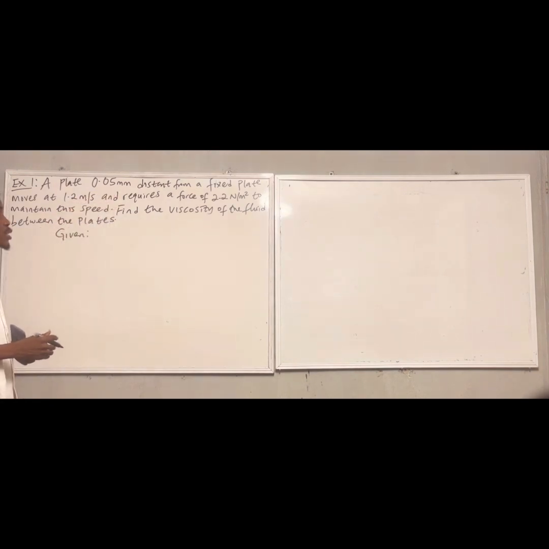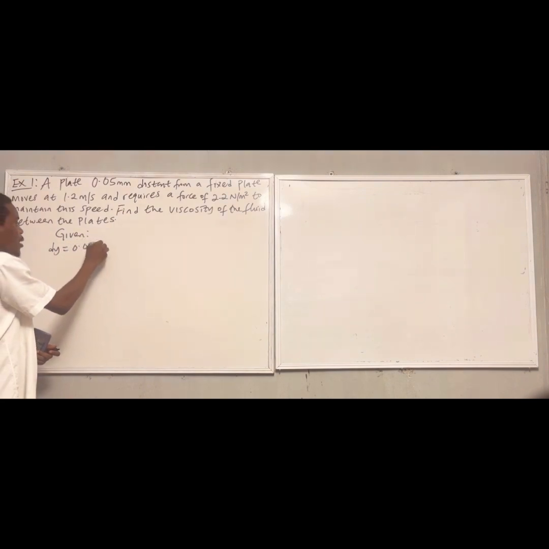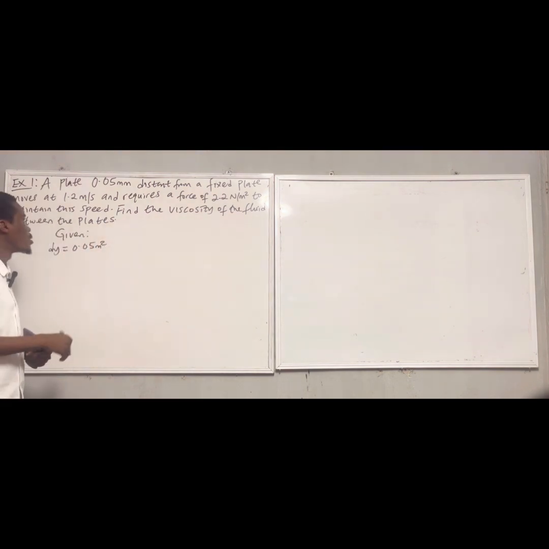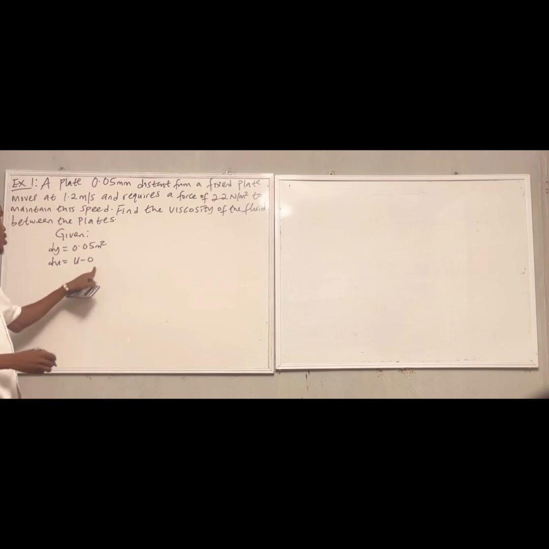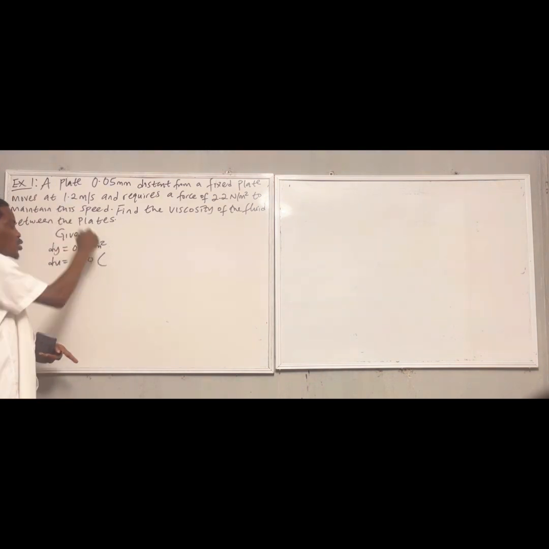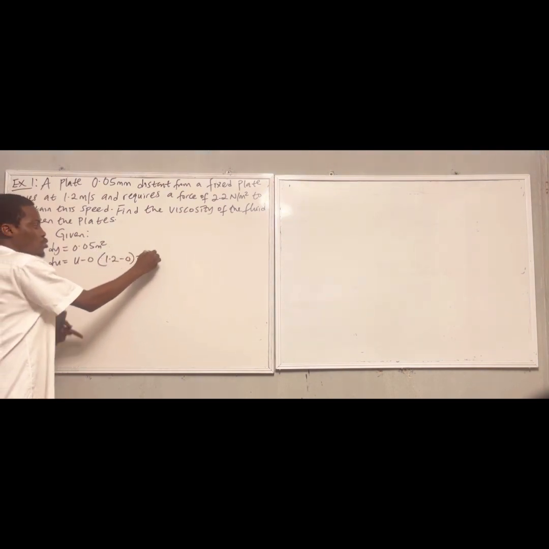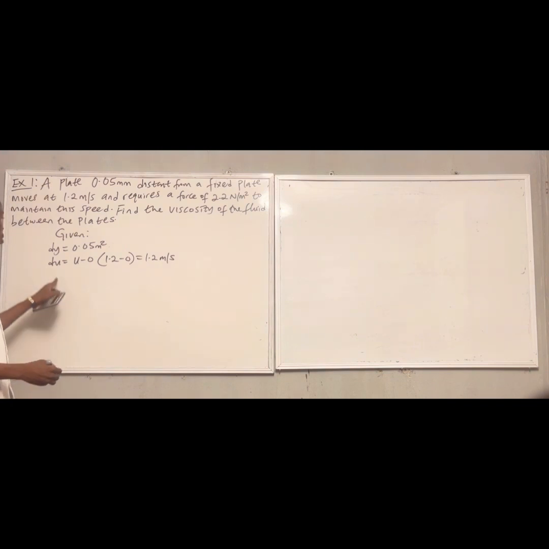a distance of the plate, which is our dy. So we have our dy as 0.05 meter, and from the fixed plate it moves at 1.2 meter per second, which is our velocity. The change in velocity is u minus 0, the final velocity minus the initial velocity, which is 1.2 minus 0, which is 1.2 meter per second.